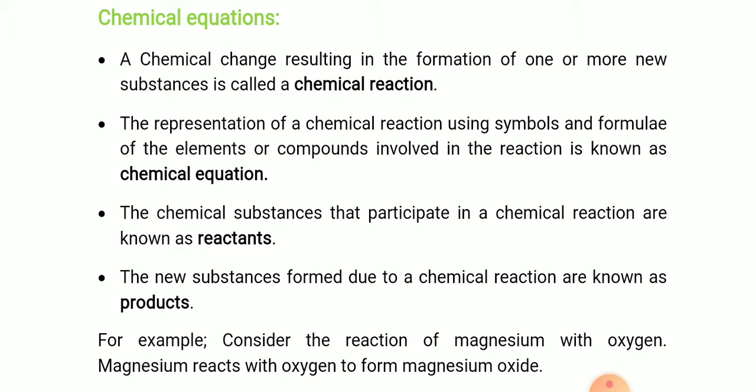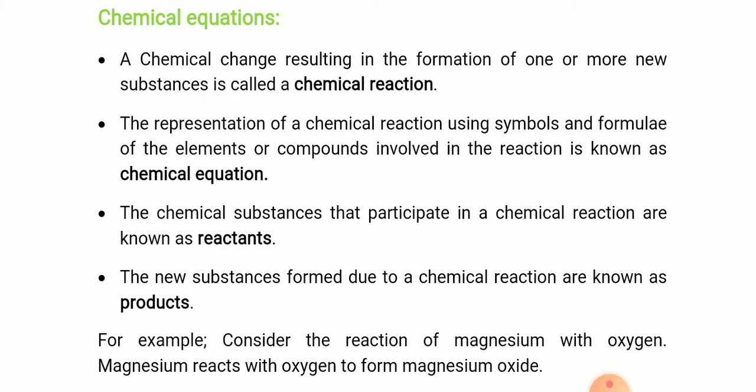And the substances undergoing a chemical reaction are known as reactants, and the substances formed by a chemical reaction are known as products. So the chemical substances that participate in a chemical reaction are known as reactants, and the substances formed due to the chemical reaction are known as products.